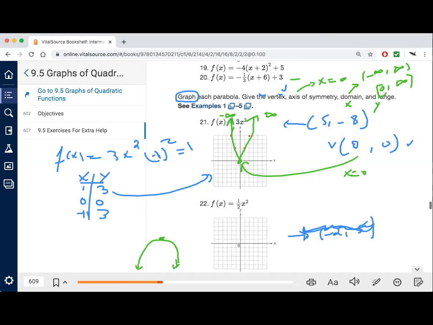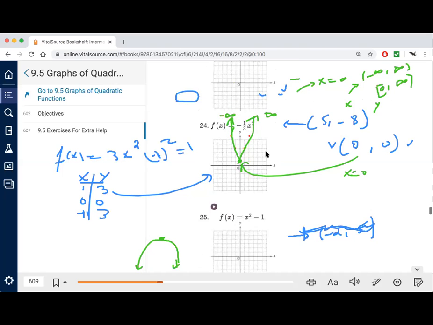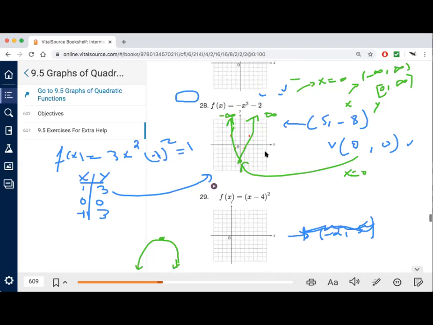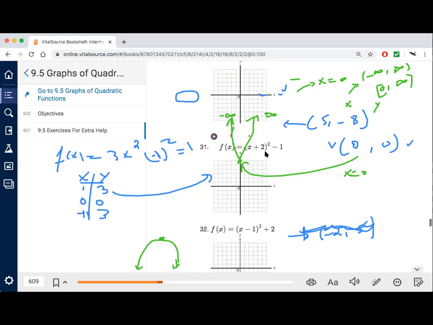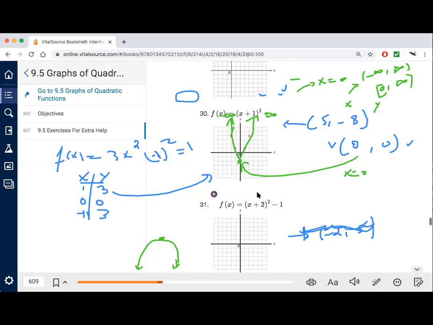Okay, that's basically it for all these questions. So if it says find only the vertex, let's say here it says find the vertex only, not graph, forget about the graphing and everything. For no graph, just this: what is the vertex of this? Just by looking at it.